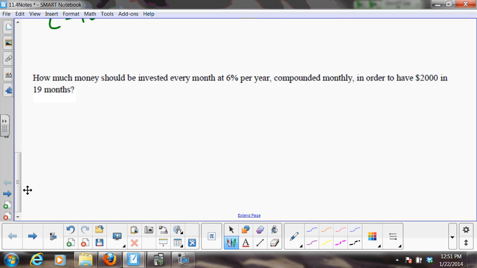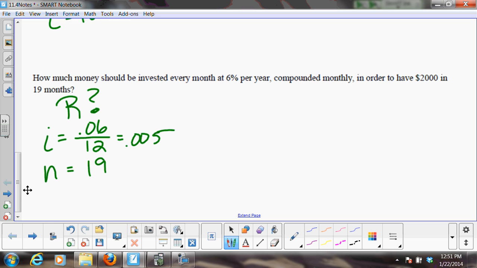And the last one on this page, it says how much should be invested every month at a rate of 6%. So we don't know R. R is the question mark. With 6%, we're doing it monthly, divided by 12, and we get 0.005. And we want it for 19 months. Well, they didn't do years, so that's fine. We can keep that 19. And our A is 2,000, what we want.